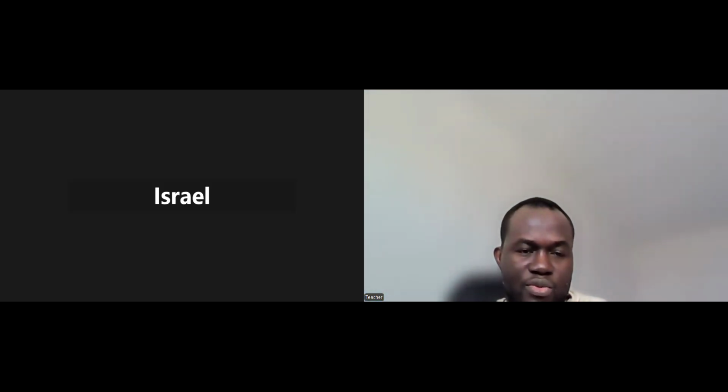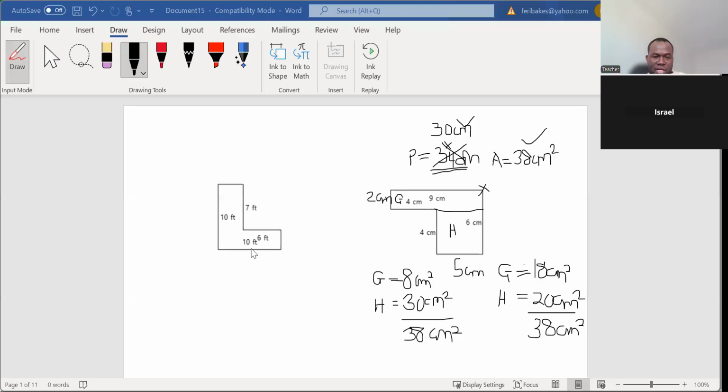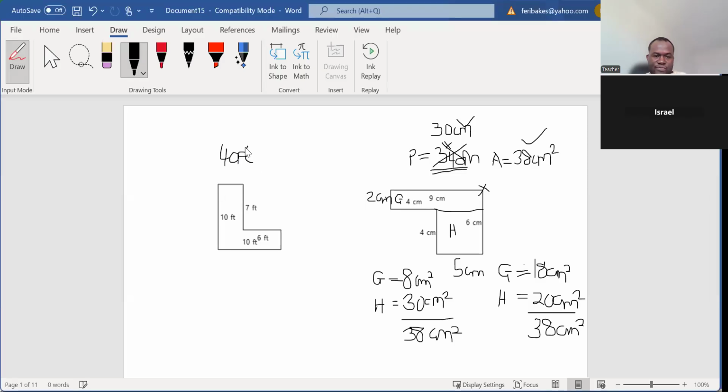So I want to put it up so that we'll look at it together. So you said the perimeter is 40 feet, right? Good. I like the fact that you're now putting the units. So 40 feet is your perimeter.